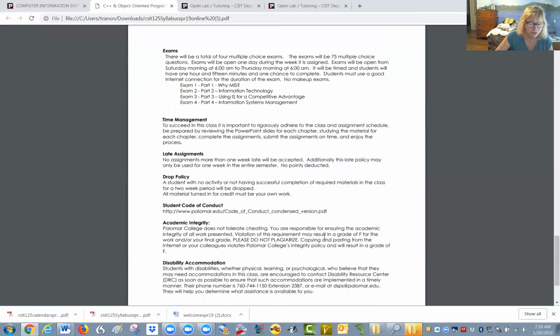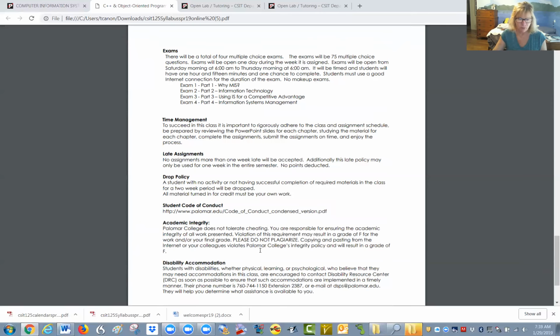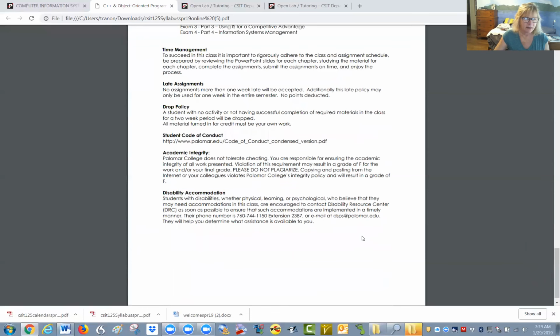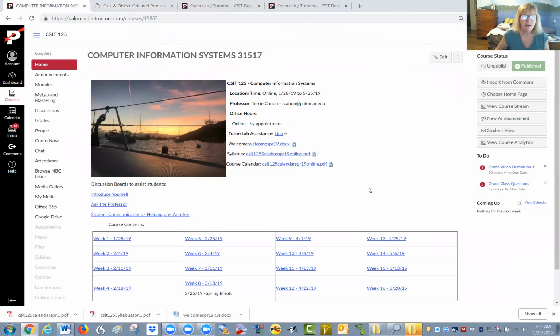Also, pay attention to student contact, academic integrity. I can tell when people are not doing their own work, and it will be addressed. And likewise, if you have any disability accommodations, please email me, email DSPS, and let me know, and I'm happy to work with you. Okay, so that's the syllabus. I assume you're going to read it in more detail, but that's what it looks like overall.